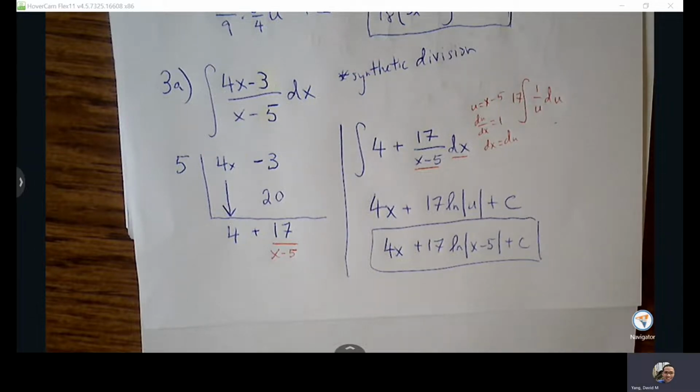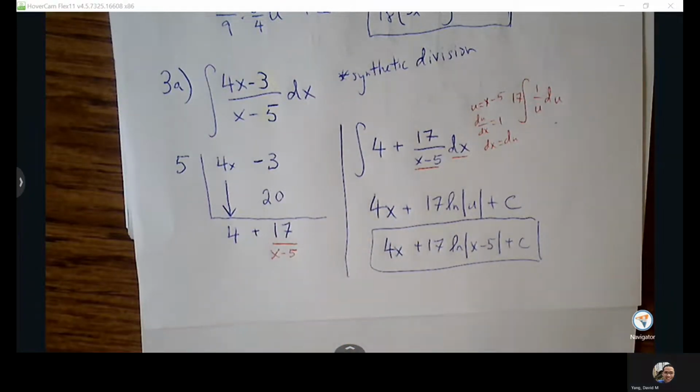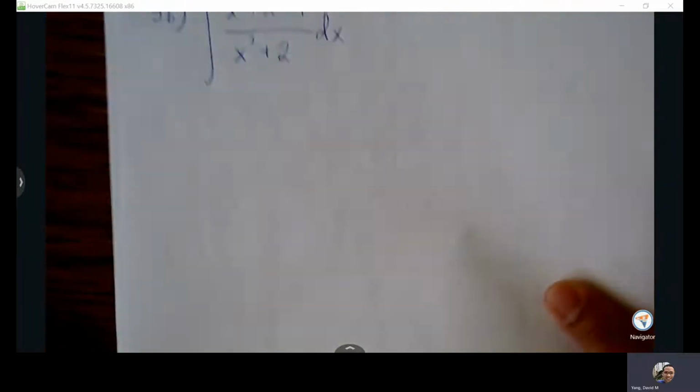Okay, 3b. Okay, I'm going to adjust this. Well, any questions with 3a? Okay. 3b, I'm going to make an adjustment here, but I want to talk about this for a moment.